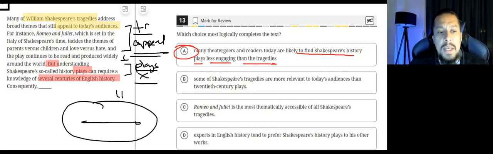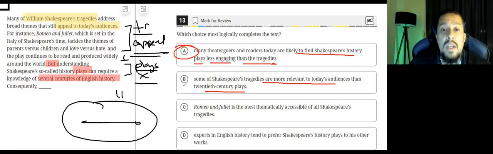Some people told me B, the tragedies are more relevant to today's audiences than 20th century plays. Well, that can't be really supported in the text because the text doesn't tell us that, number one, we're not talking about 20th century plays. Number two, the text doesn't tell us that these 20th century plays are irrelevant. They just tell us that you need knowledge of English history. So answer B wouldn't work.